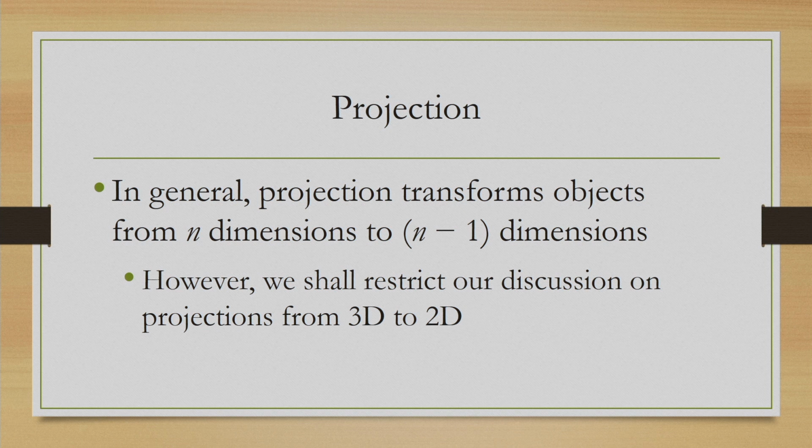In general, projection transforms objects from n dimension to n minus 1 dimension. So, it reduces the dimension by 1. In our case, of course, we will not go into the general description of projection, instead we will restrict our discussion to projection from 3D to 2D, which will serve the purpose for this course.